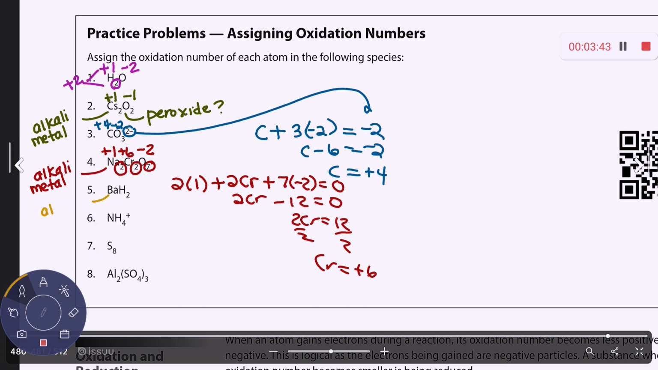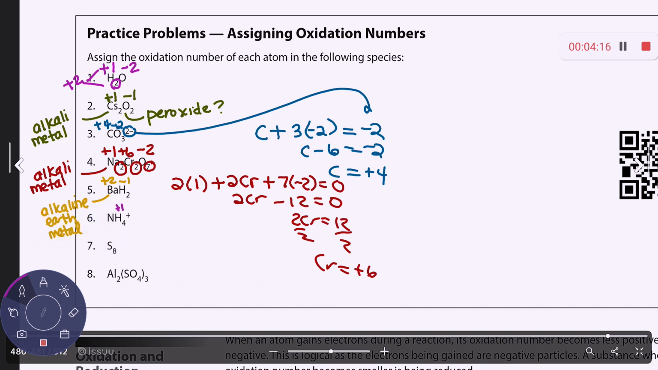Barium is an alkaline earth metal. What is the usual oxidation number of those? +2. Hydrogen has to be what in this case? -1, because this is a metal hydride. It's a metal with hydrogen, so hydrogen has to be a -1. That allows us to add up to 0. Okay? For number 6, you know that hydrogen is what?